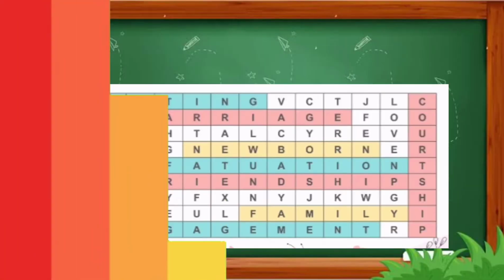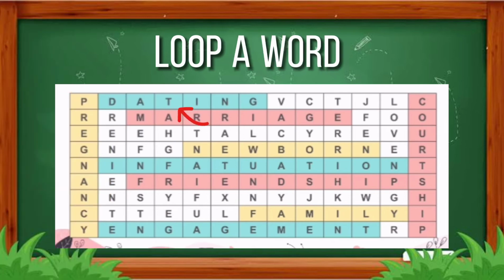Let us find out the answers. We have pregnancy, dating, marriage, newborn, infatuation, friendship, family, engagement, and courtship.